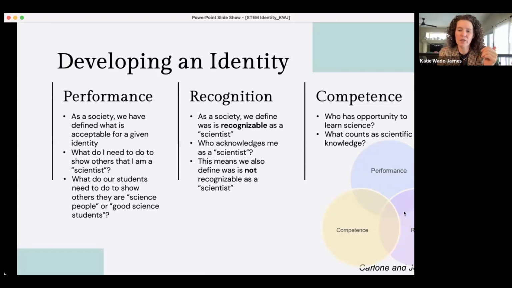So when we put all three of these pieces together, then, if I'm able to perform as a scientist or a science person, if other people who are important to me and important in the field recognize me as a scientist or science person, and I'm really developing those skills that I need to be successful in science, then I'm going to have a strong or a robust science identity.